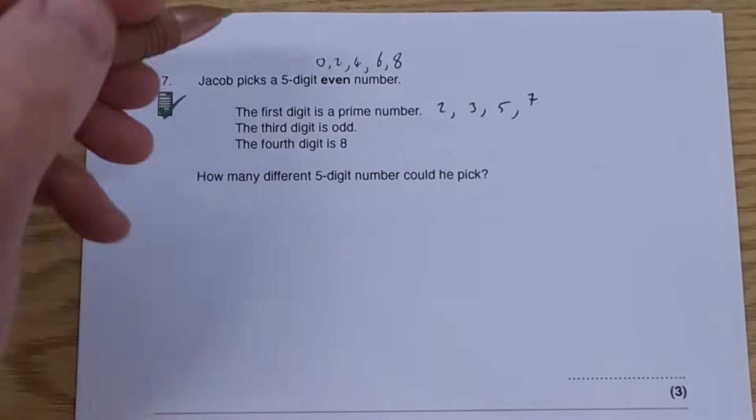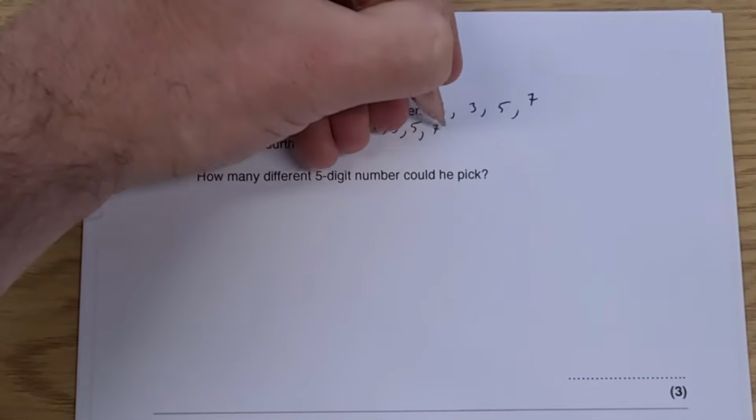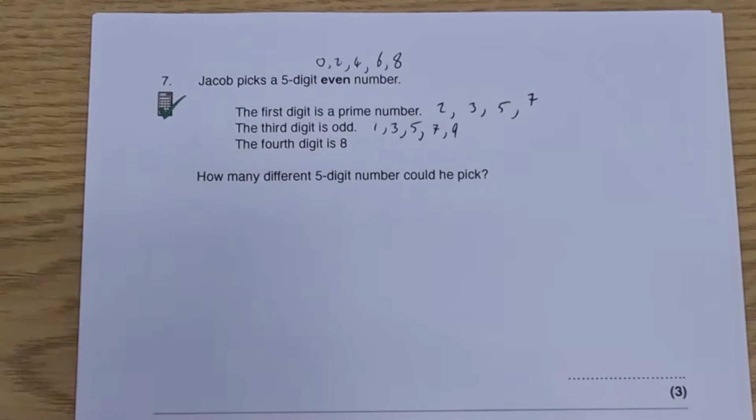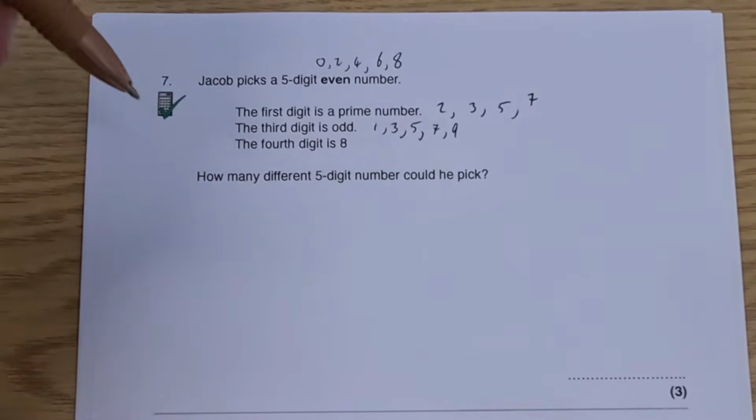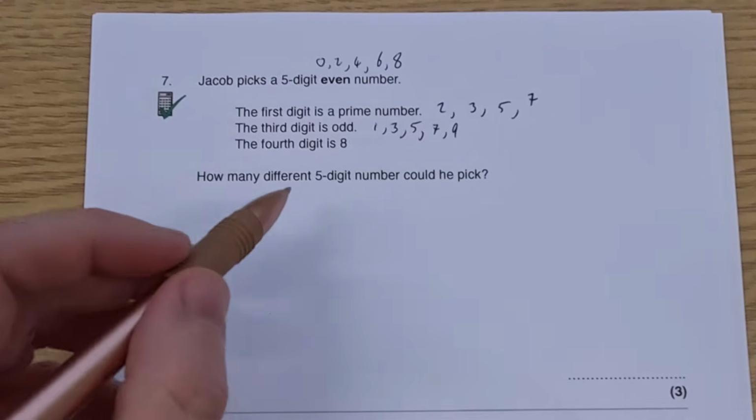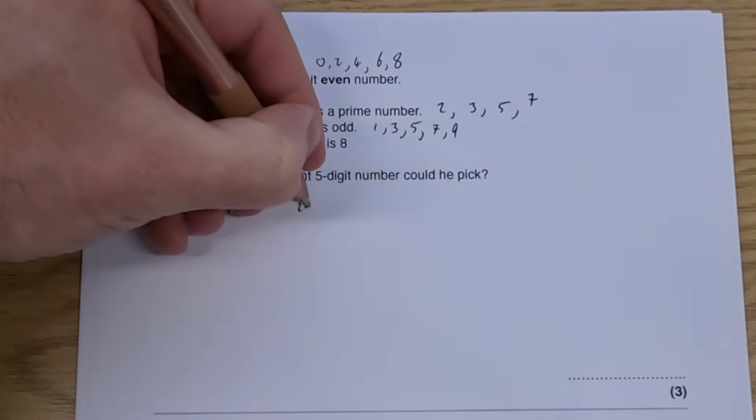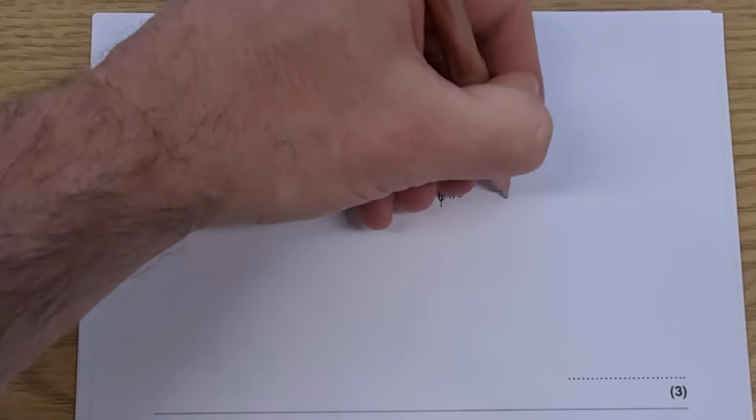And the third digit is odd, so that's going to be either a 1, a 3, a 5, a 7, or a 9. And we're told the fourth digit is the digit 8. So that's quite straightforward. There's only one possible option for the fourth digit, 8. And the question says, how many different 5-digit numbers can Jacob pick? So let's write this down. The first digit, the second digit, the third digit, the fourth digit, and the fifth digit.